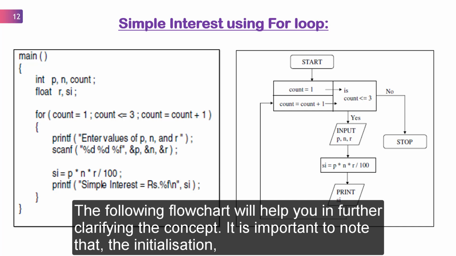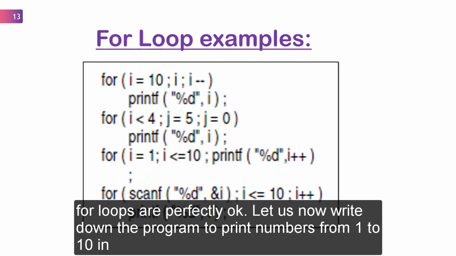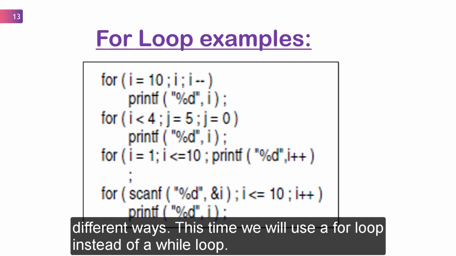It is important to note that the initialization, testing, and incrementation part of a for loop can be replaced by any valid expression. Thus, the following for loops are perfectly okay. Let us now write down the program to print numbers from 1 to 10 in different ways. This time we would use a for loop instead of a while loop.